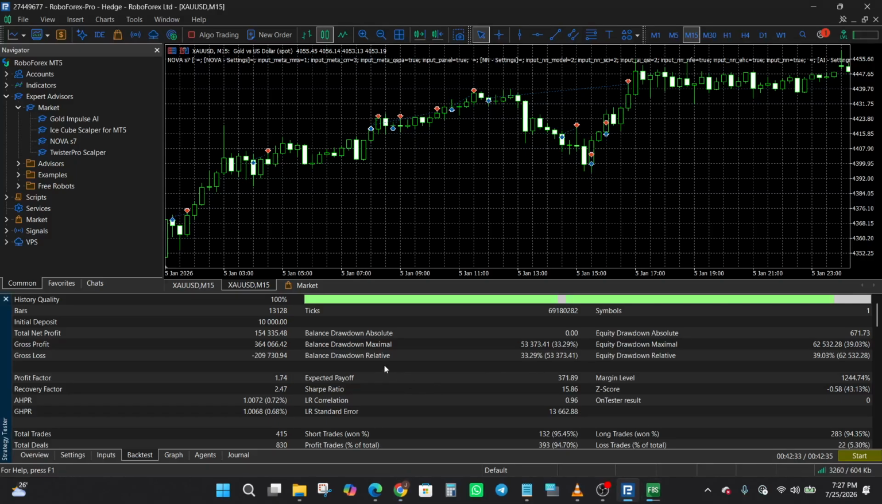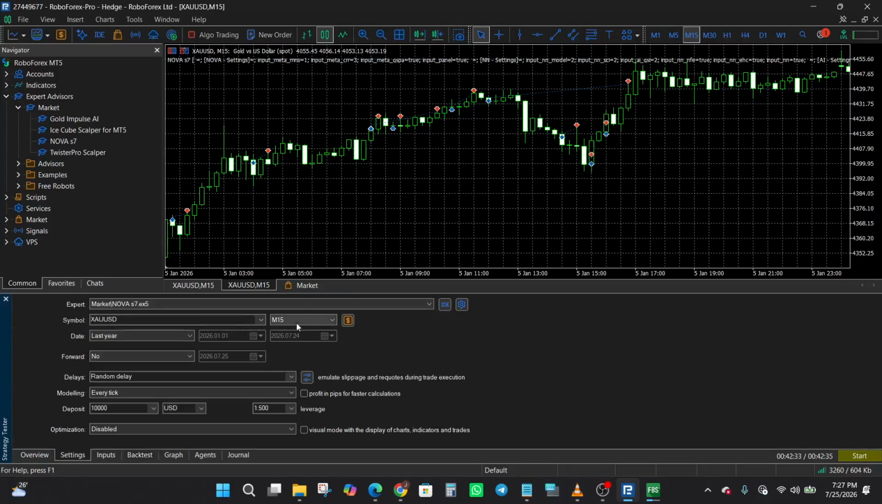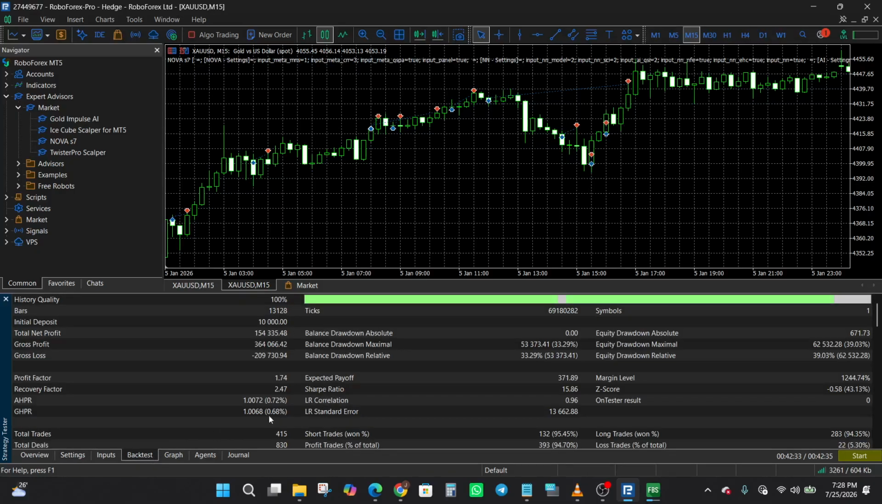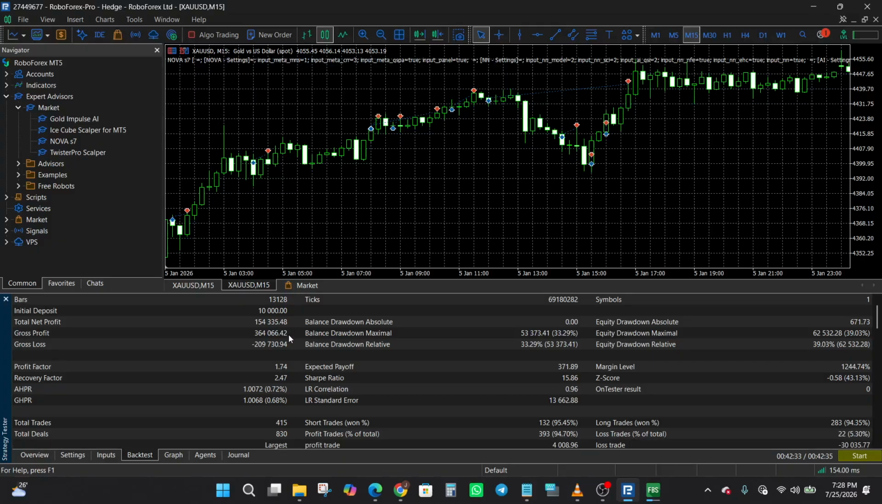I ran this on a $10,000 account and, of course, on gold on the M15 time frame as recommended, covering January through July 2026, which is about 7 months. The total net profit for that period came out to a very large $154,335.48.